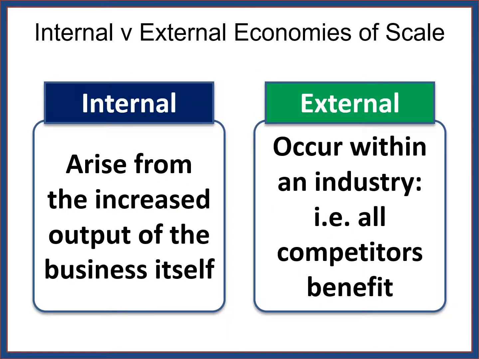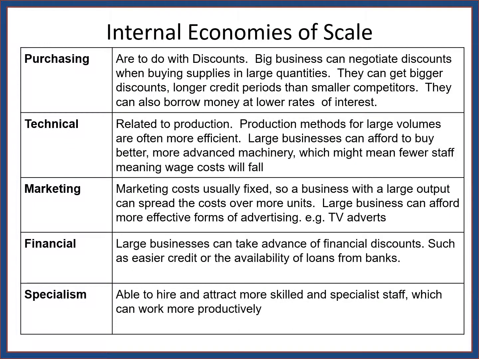So there are two different types of economies of scale. We've got internal, which arise from the increased output of the business itself, and then there are external, which occur within an industry, so all competitors could actually benefit. So here we've got purchasing. These are all internal.